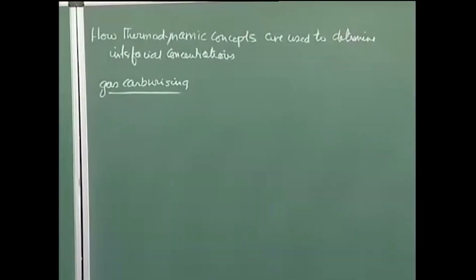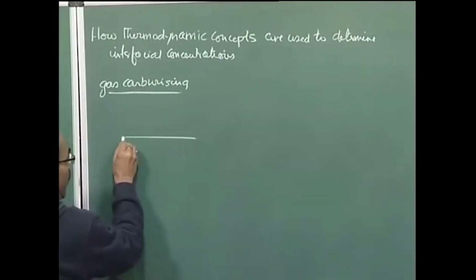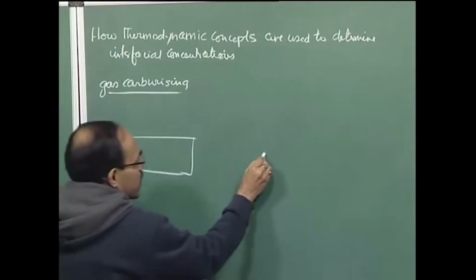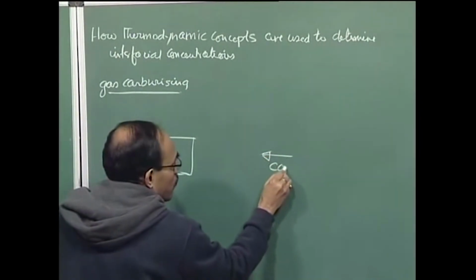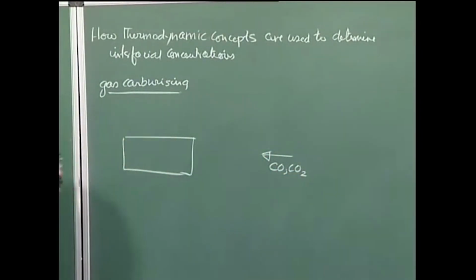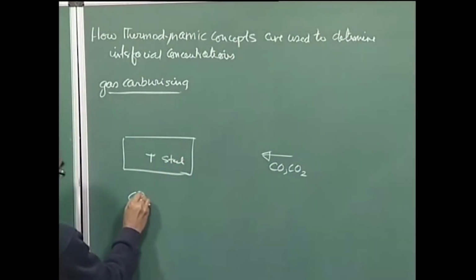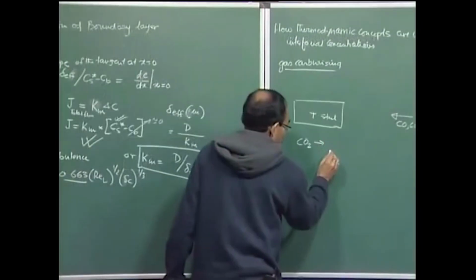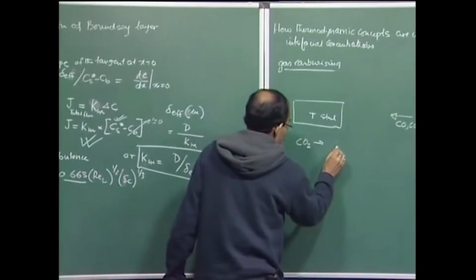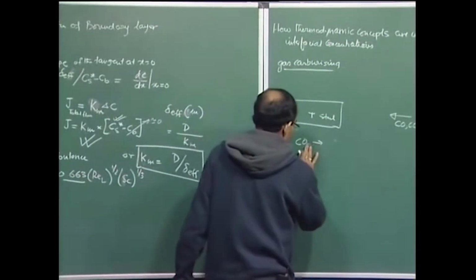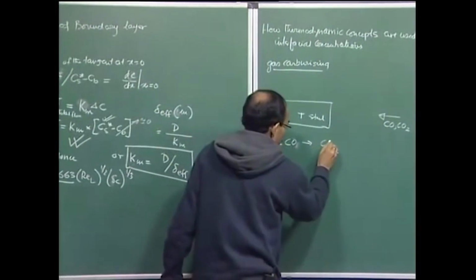Now, suppose I have a solid and I am using a gas CO2 at a high temperature T, and we have carburization taking place, which is known as gas carburization. So, this is steel which contains, and this CO2 basically decomposes at the surface to produce CO2.